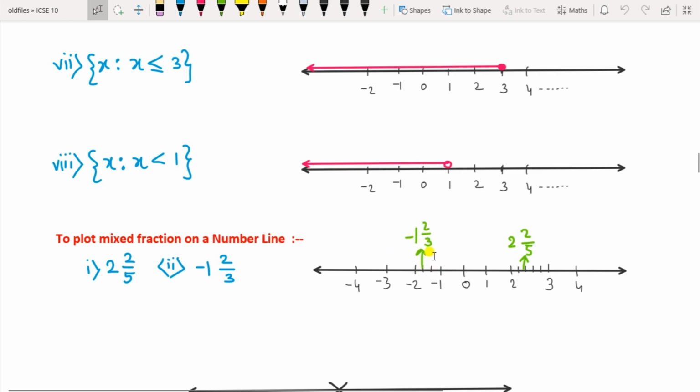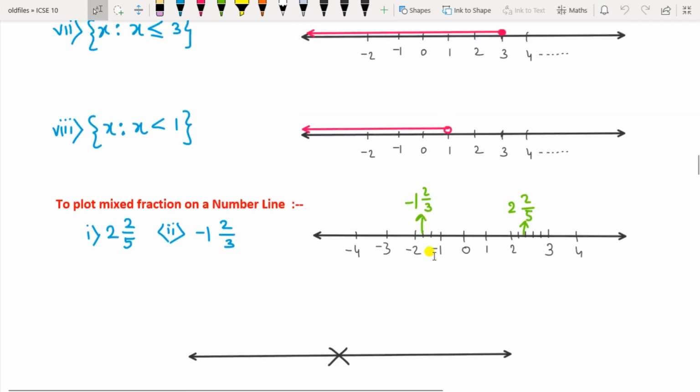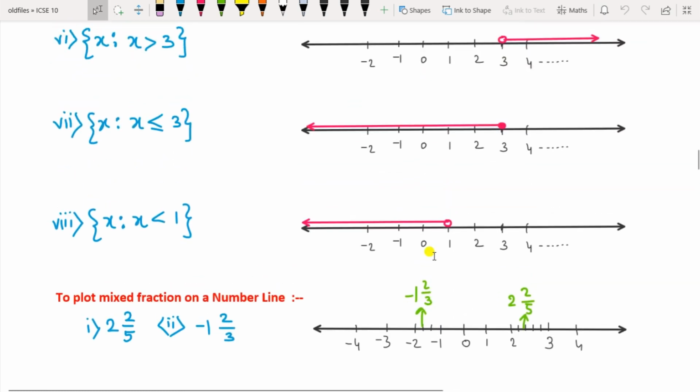Okay. So this was all about the linear inequations solution set and the graphical representation of the solution set.